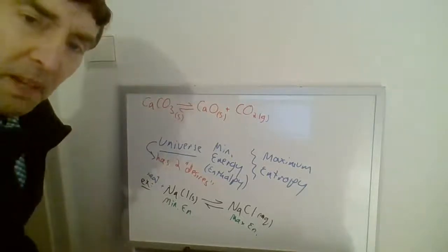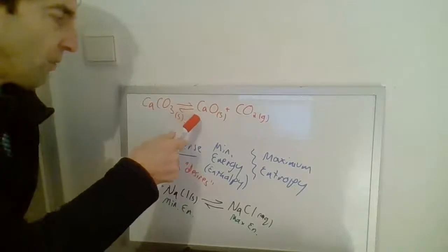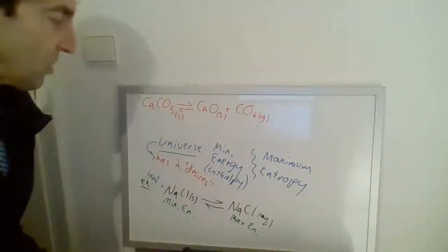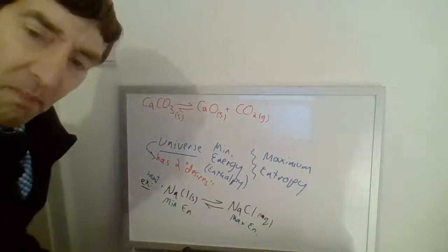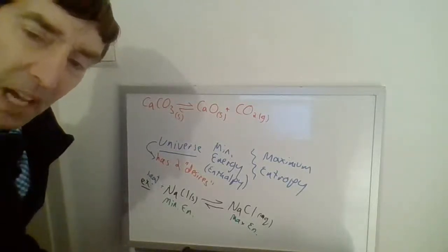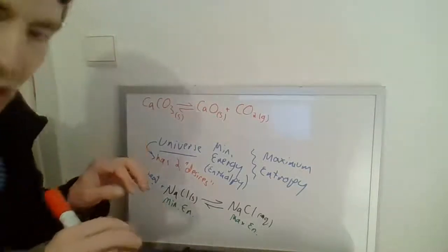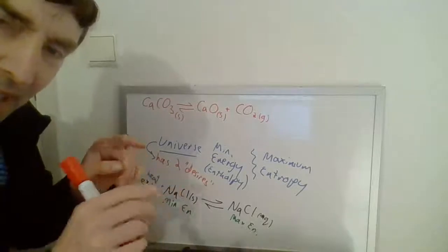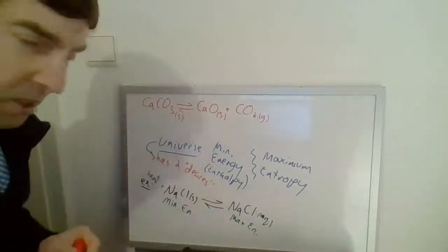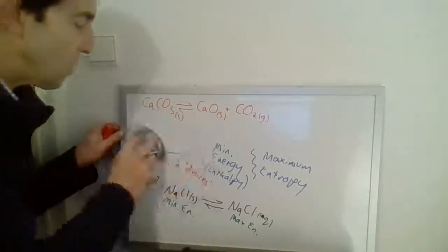Here's a reaction you may not have seen before. Calcium carbonate solid forms calcium oxide solid plus CO2 gas. I want you to label it. Which side is minimum energy? Which side is maximum randomness? Maybe you can just type that in for me. Shorthand it if you want. Tell me which side is which. Which side would be which here?